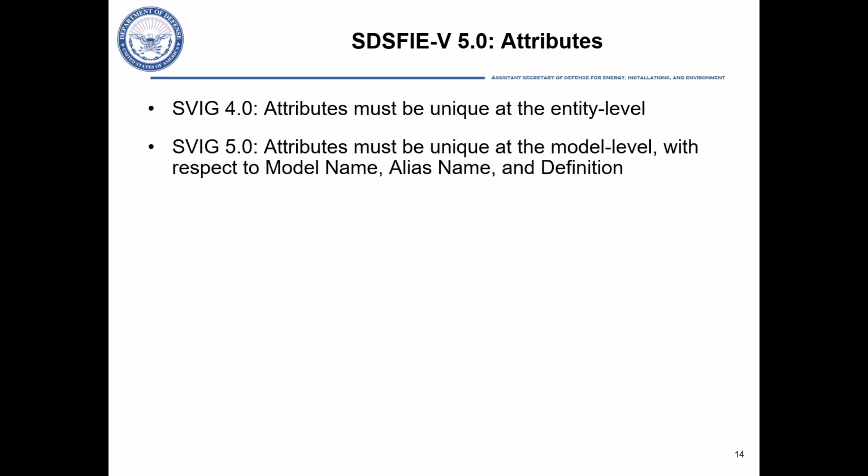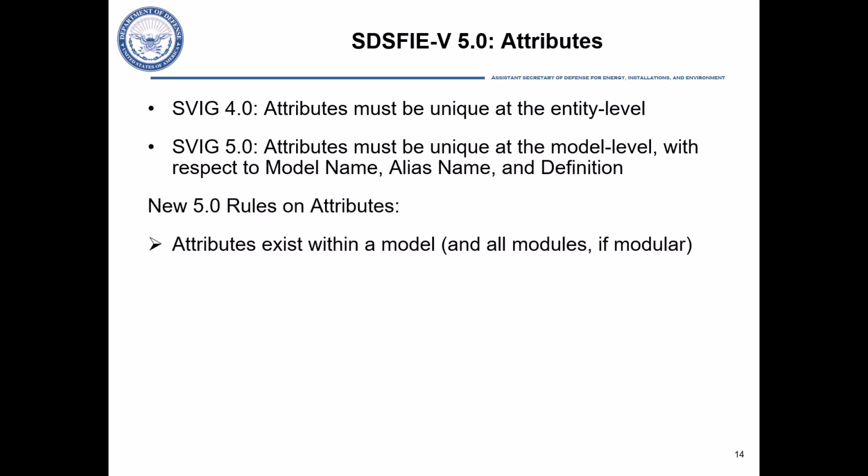In SFIE-V 5.0, greater homogenization of attributes is mandated. Attributes must be unique at the model level with respect to model name, alias name, and definition. These are the significant new 5.0 rules for attributes.